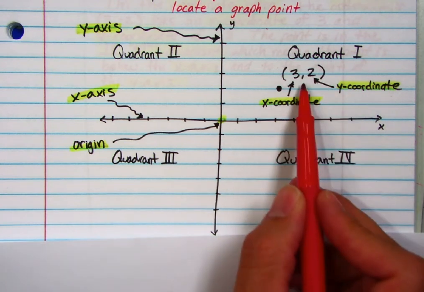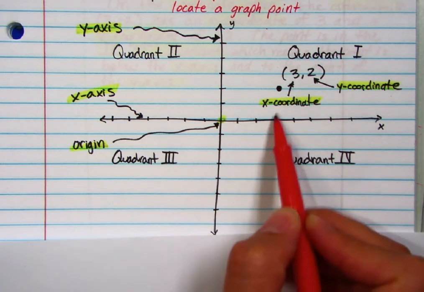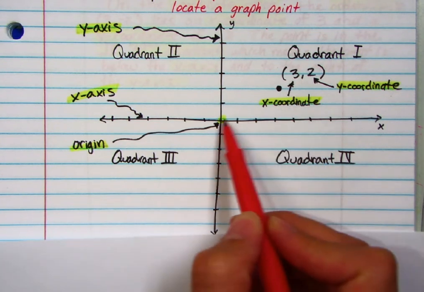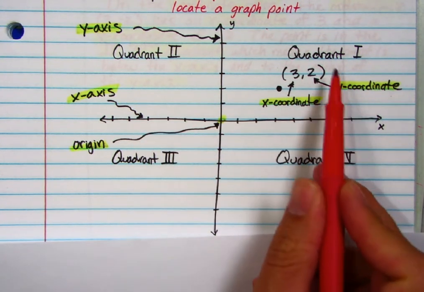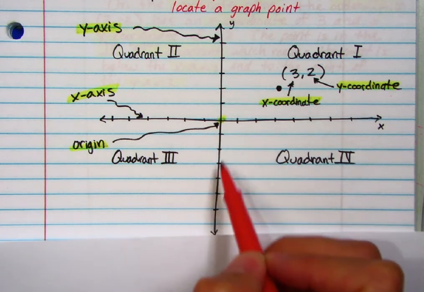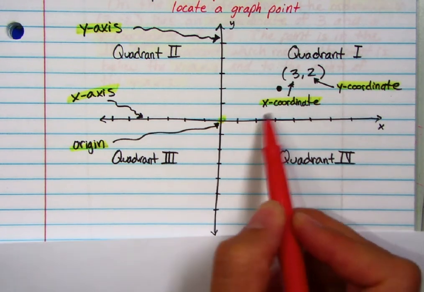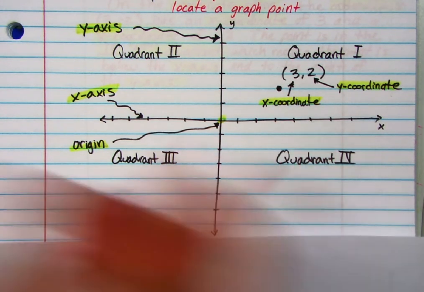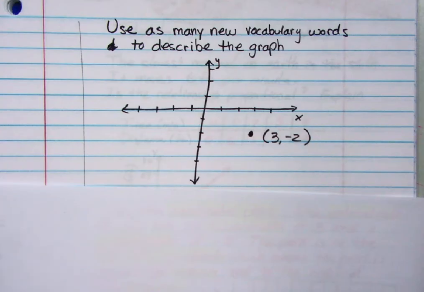You also need to know the point like (3, 2). 3 is the x-coordinate, which tells you where to move on the x-axis. And the second number, 2, tells you where to move on the y-axis. So 3 over and 2 up, there's my point right there. So I want you to copy this down, and I want you to use as many vocabulary words that we just learned to describe the graph. Try it out.